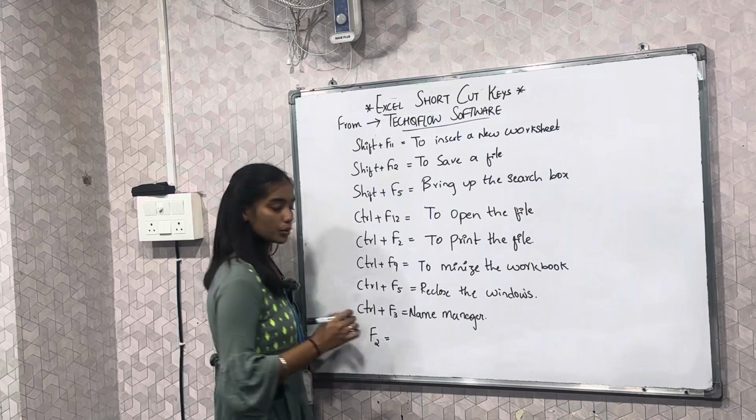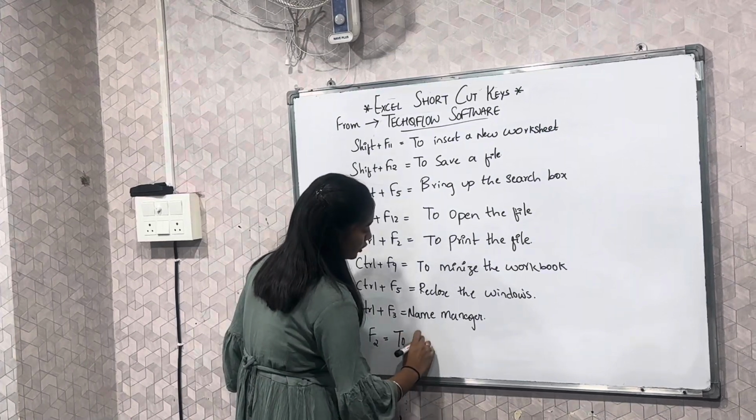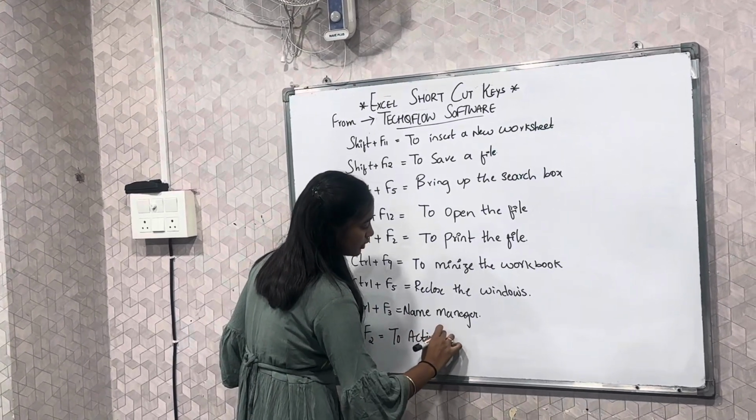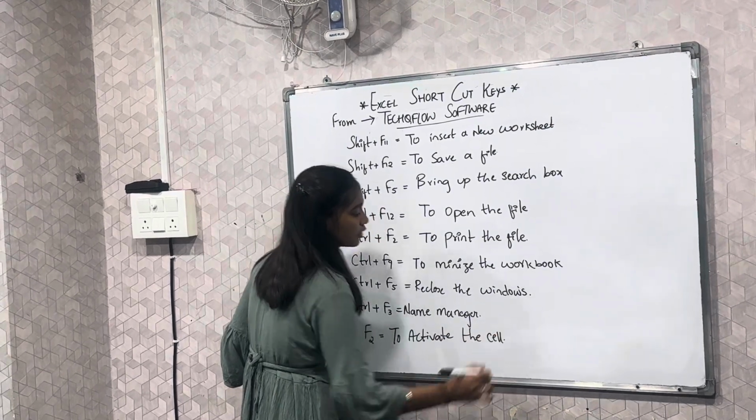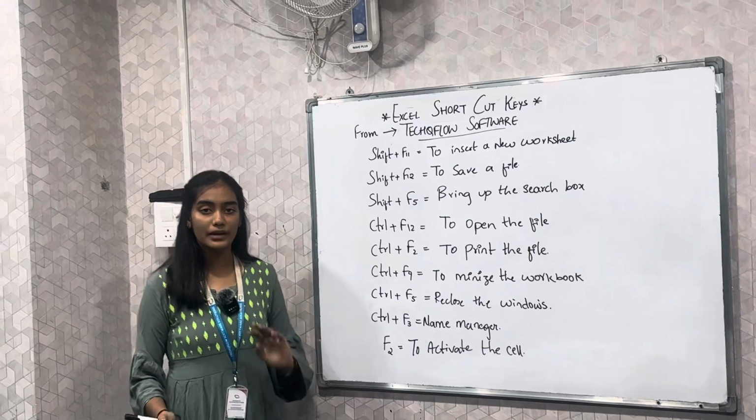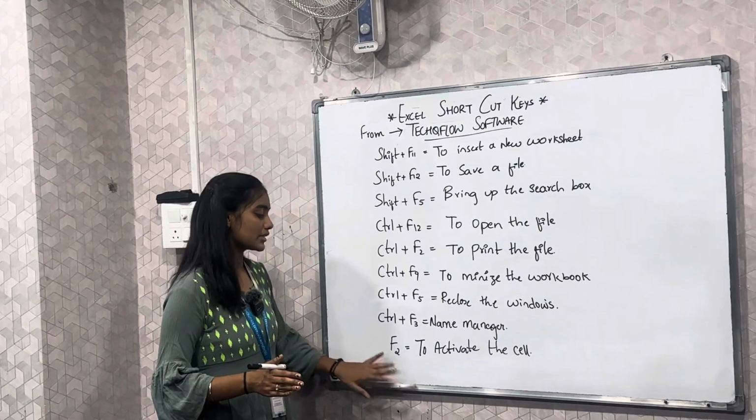So F2 to activate the cell. In the Excel sheet, if you need to activate the cell, you need to press F2.